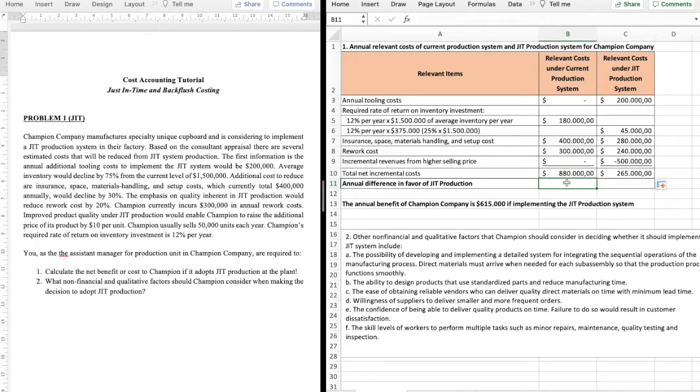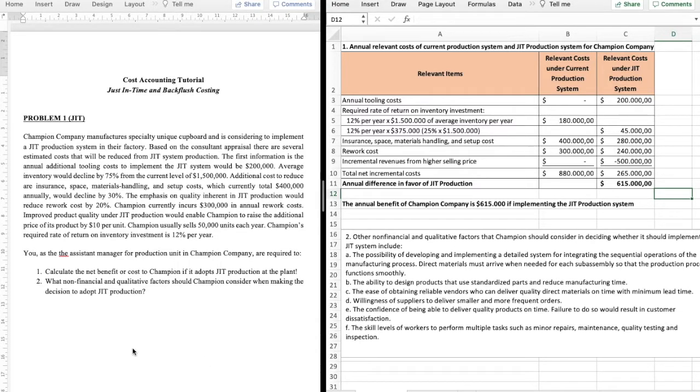So we got 880,000 for relevant costs under the current production system, 265,000 for relevant costs under the JIT production system. And the annual difference in favor of JIT production is the difference between the current production and the JIT production system. So the conclusion is the annual benefit to Champion Company is 615,000 if implementing the JIT production system.